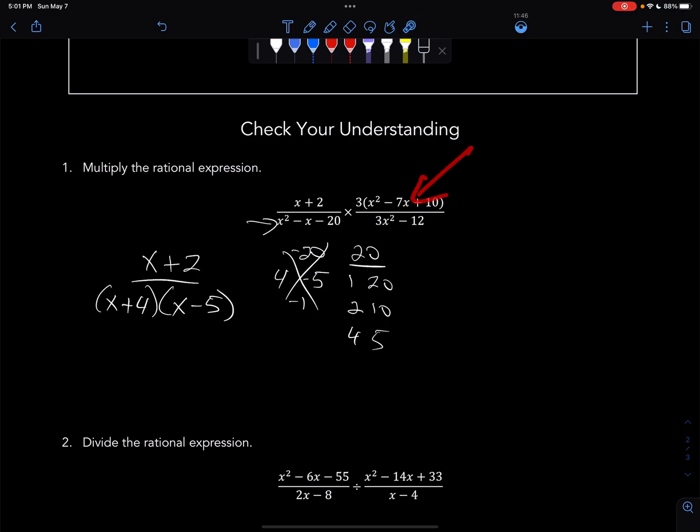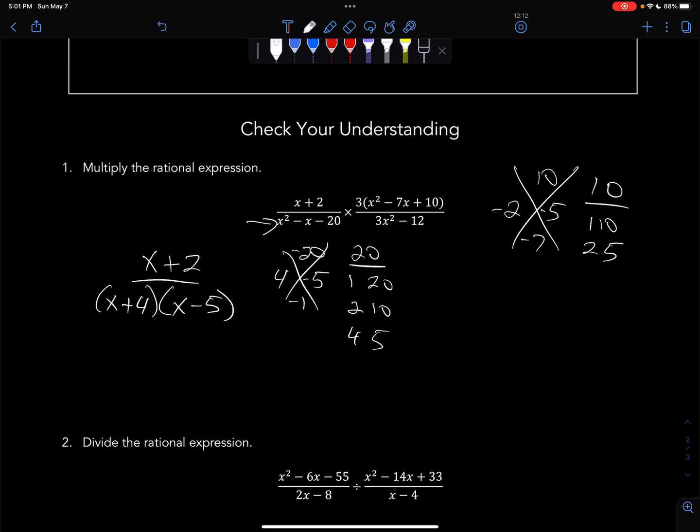Looking over here at this fraction, we'll deal with the 3 in a minute. I'm going to focus first on factoring the parenthesis. So we can do our cross, 10 on top, negative 7 on the bottom. Factors of 10 are 1 and 10, 2 and 5. It's got to be 2 and 5. Both 2 and 5 are negative. So I'm going to rewrite this fraction over here.